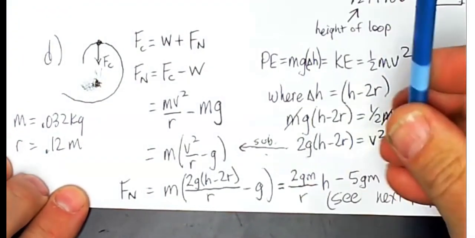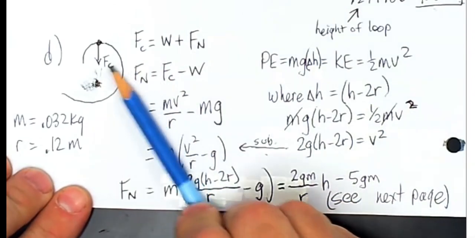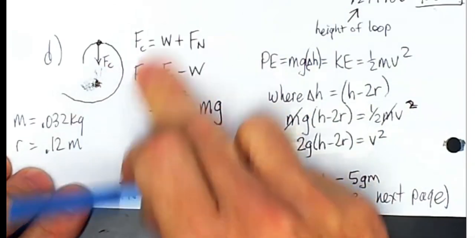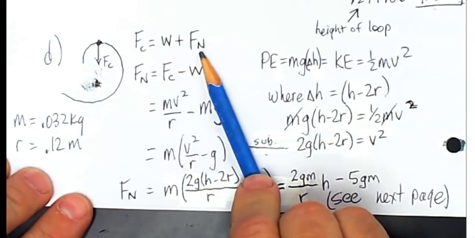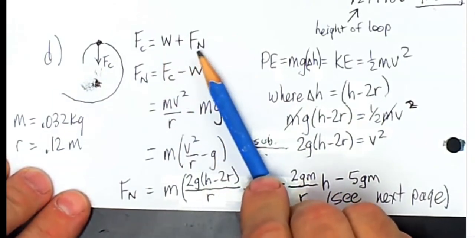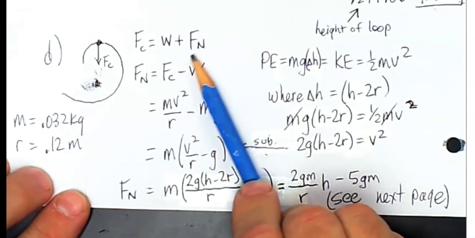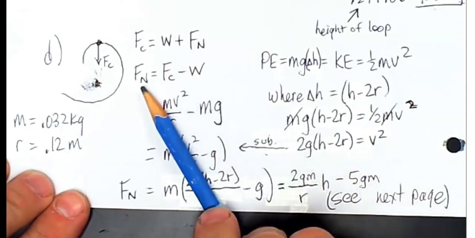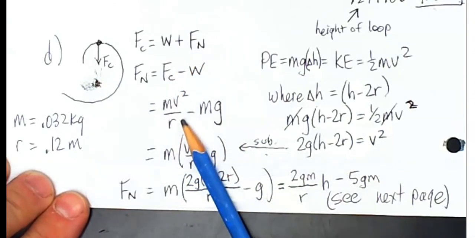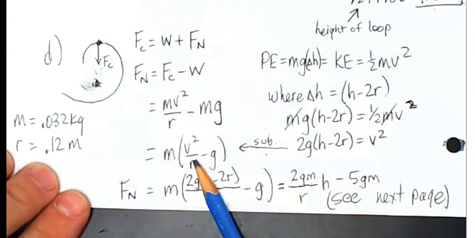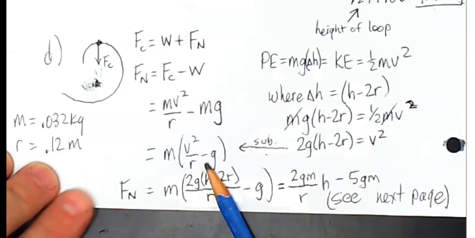So that's my goal here, to get an equation for normal force with my variable h as the only changing variable. Okay, so first of all, the centripetal force at the top is the normal force plus the weight. All right, and this is what I'm trying to get an equation for, the normal force. So I solve that for normal force. My centripetal force, of course, is mv squared over r. That simplifies to this right here.